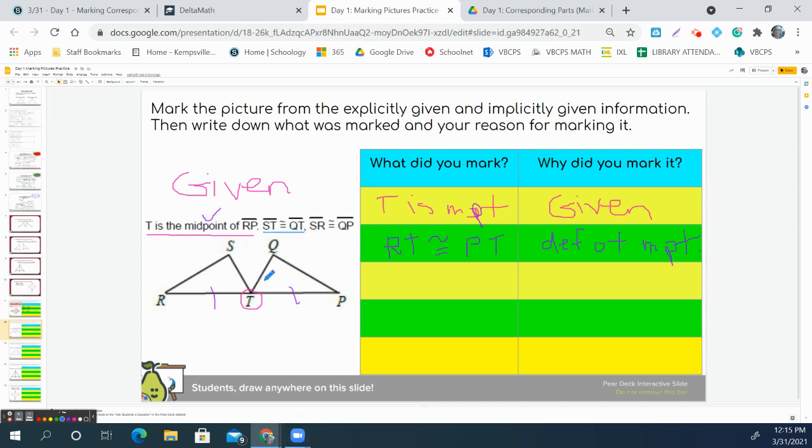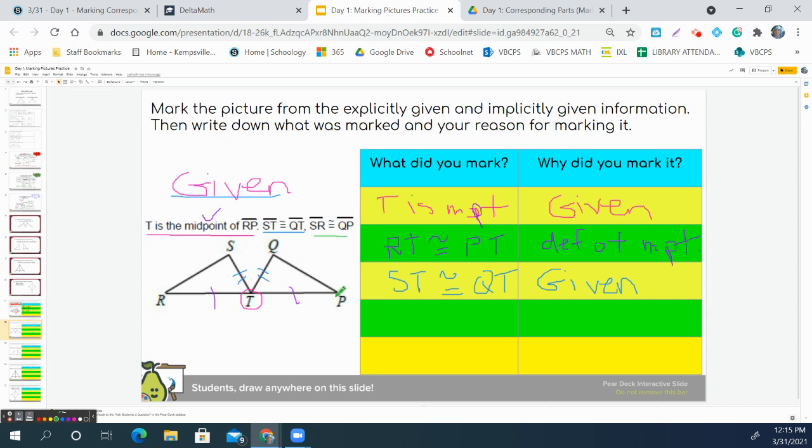ST and QT. I can write that over here. ST is congruent to QT. Why? Because it's given. Absolutely. Those are my favorite ones. Don't make those more complicated than they need to be, right? ST is congruent to QT because it's given to me. I don't have to think about it. It's just sitting there on the page for me.